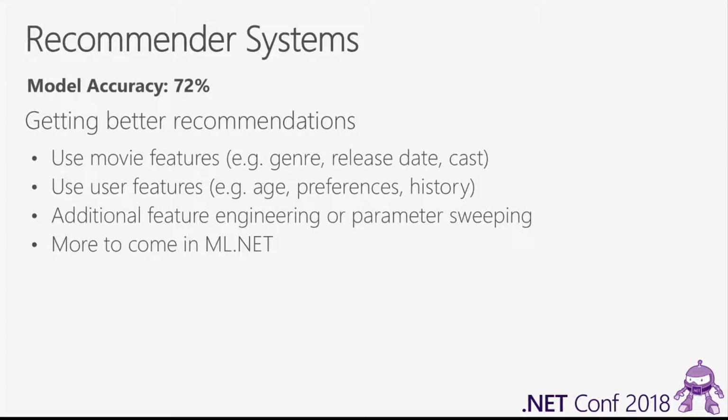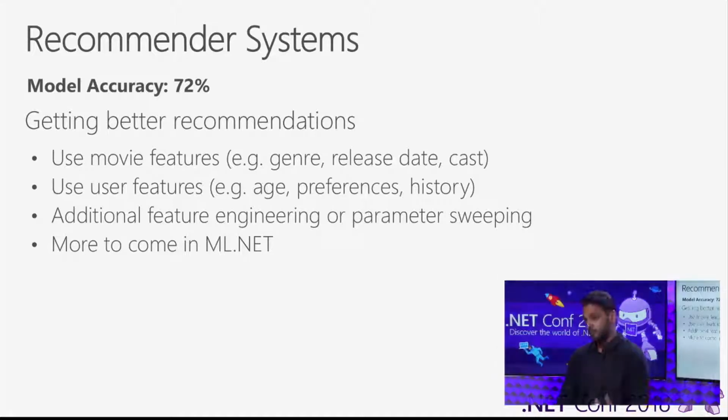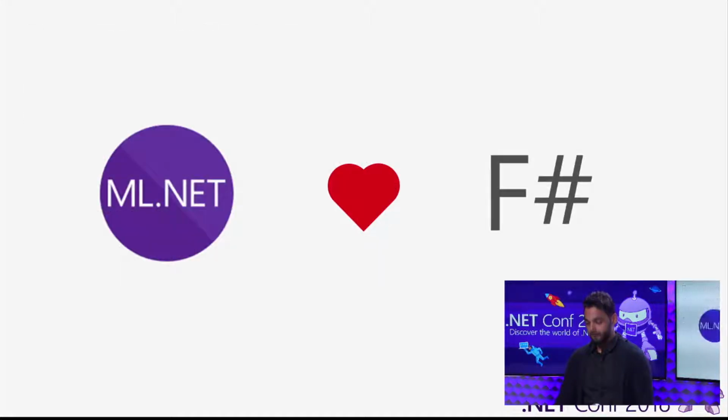In order to get better results, you want to use more features. For example, we didn't actually take movie genre as a feature in our model. You can use that. And as ML.NET matures and moves towards ML.NET 1.0, we'll add more recommendation learners and so on, which will help with improving this model accuracy even further.